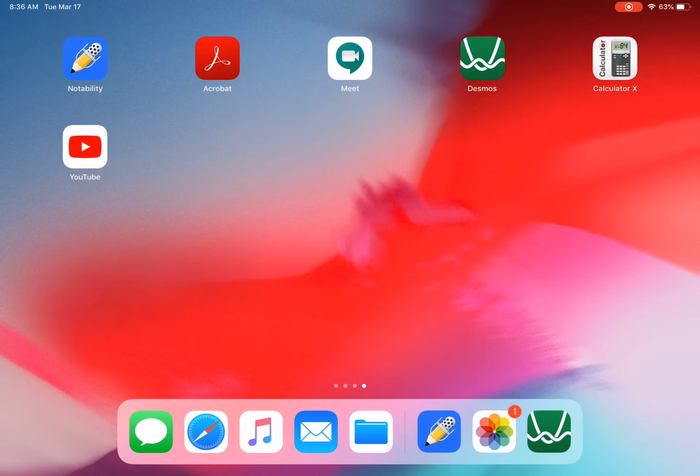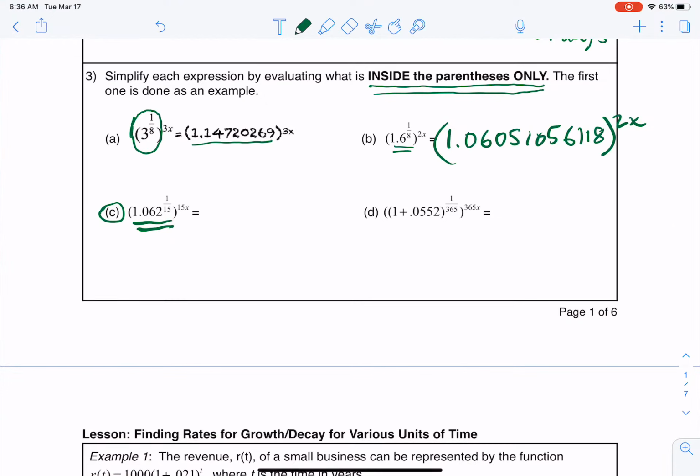All right, so let's go back. And that's going to be 1.00401831338. And that's raised to the power of 15x.